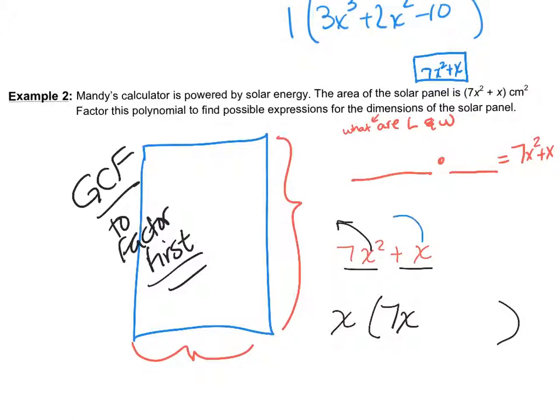And if I took out an x from here, I have to have a placeholder. I can't just say it's gone. This must be plus 1. So that when you redistribute it, x times 7x is 7x squared. X times 1 is x, and that's where we got the 7x squared plus x. That means that the length, which is the shorter one, is x, and the height, or the width, must be 7x plus 1. Those are the two dimensions.